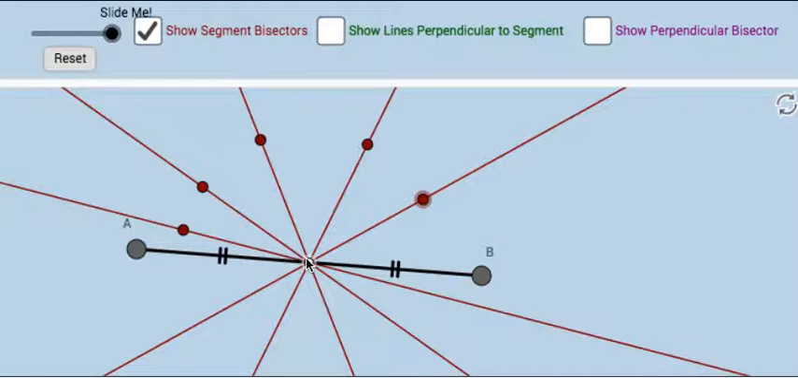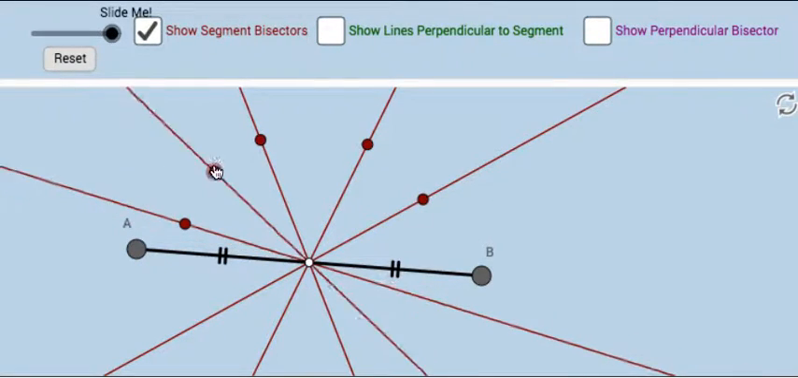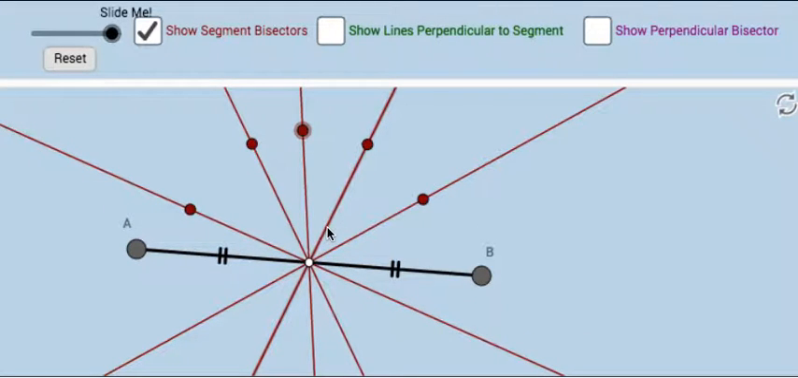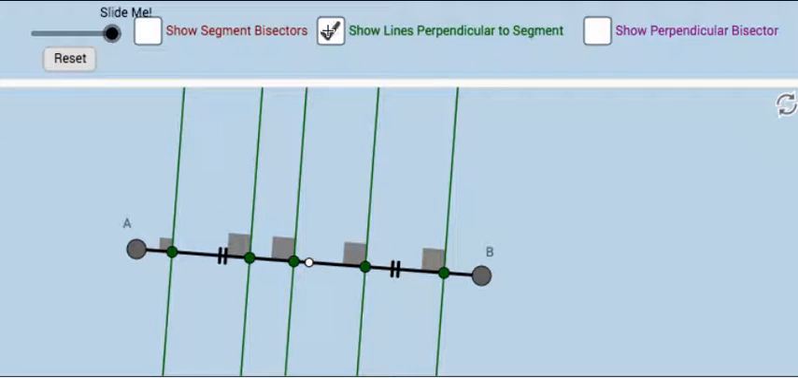Well, other than the fact that they all intersect each other at one point, yes, that's true. But where do they hit the segment? Where do they intersect segment AB? Yeah, at its midpoint. So a segment bisector, remember from before, is any line that intersects a segment at its midpoint. And since all these maroon lines intersect segment AB at its midpoint, they're classified as segment bisectors.